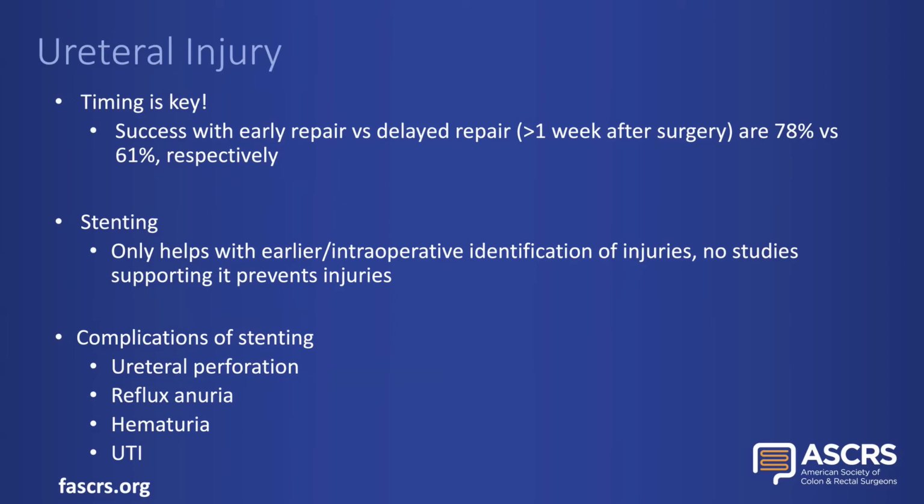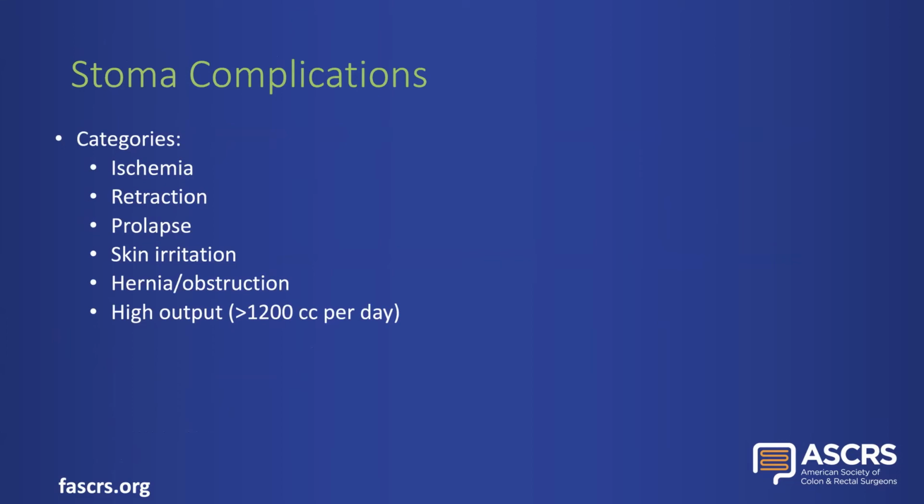And the complications, like I mentioned, you can get ureteral perforation from trying to place a guide wire through a fibrotic or scarred-in ureter. You can get reflux anuria, where the ureter spasms when you take out the stent, and it can mimic a ureteral injury. And obviously can cause hematuria or a urinary tract infection.